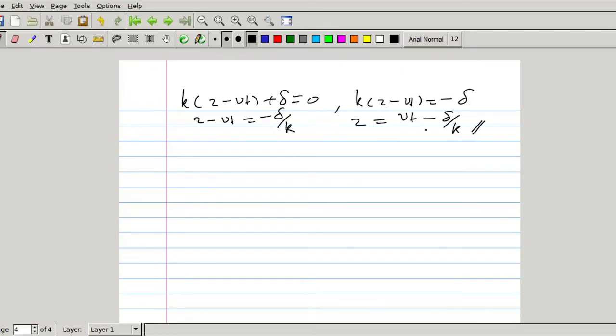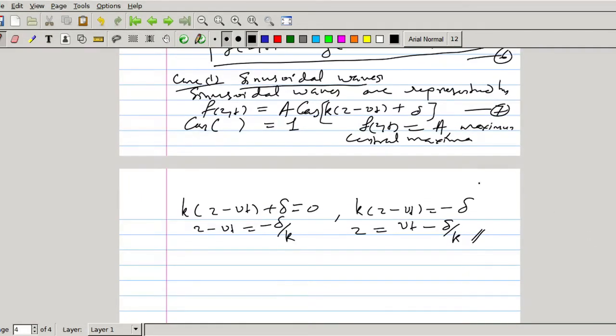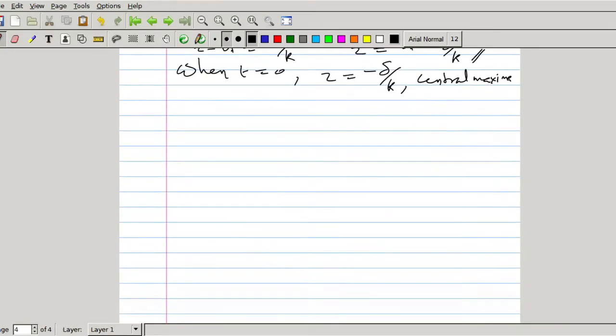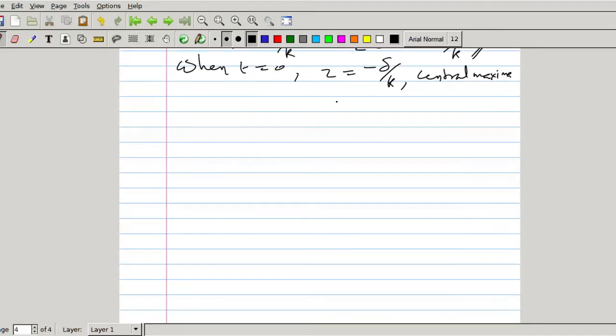So at t equal to 0, this is maxima, not central maxima. Central maxima is obtained when t equal to 0. When t equal to 0, z is equal to minus delta by k. So this is the central maxima. So when I draw the cosine function, if I am having a wave like this, y equal to A cos k into (z minus vt), if the phase is 0, then the graph will be like this.